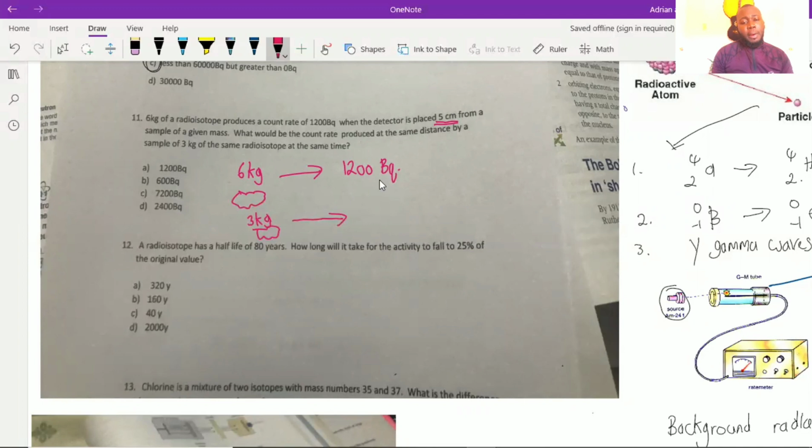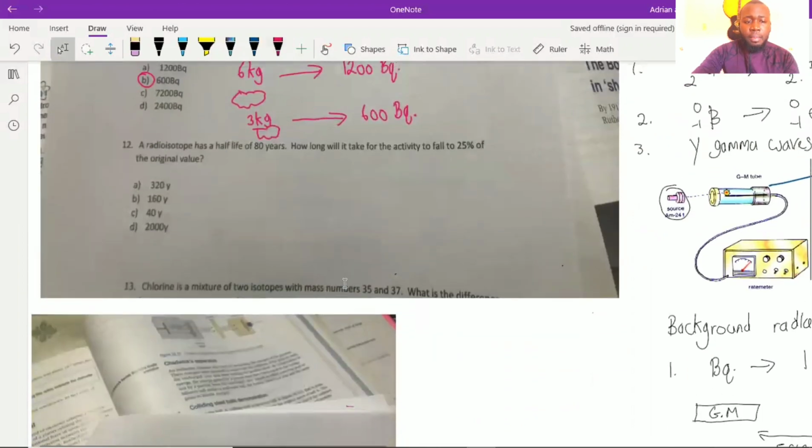What would the count rate be here? All right, this is fairly simple, and what we have to take into acknowledgement is that the count rate is directly proportional to the mass of the sample. So if we are decreasing the mass of the sample by half, what should happen to the count rate? You got it. It should also decrease by half. We should have 600 becquerel over here. The answer is right here for B.